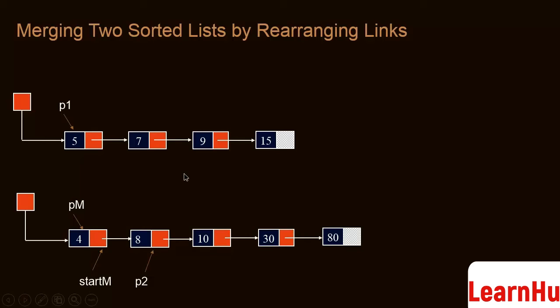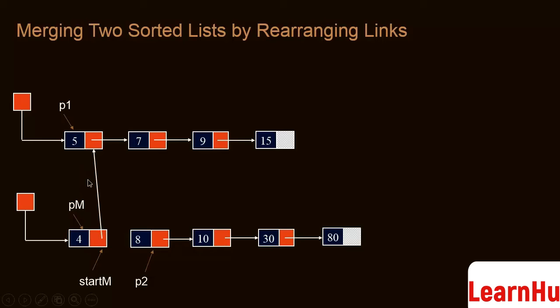To include other nodes, in each step we'll compare info values of nodes referred to by P1 and P2, and whichever is smaller will be included in the merged list. And to include a node in the merged list, we'll make link of reference Pm refer to that node. We have included one node in the merged list. Now we have to include the second node. So we compare info values of these two nodes that are referred to by P1 and P2. This one is smaller. So Pm link should refer to this node.